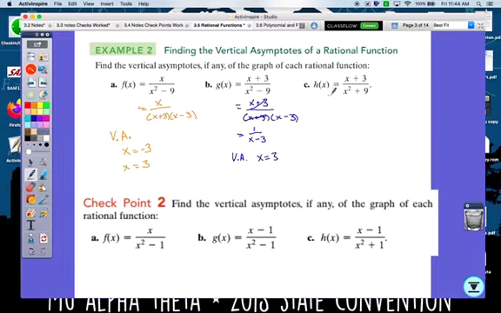All right, and then if you look at C, the top is good. The bottom won't factor. So if you set the bottom equal to 0, x squared plus 9 equals 0. You have that same problem we had in example 1. If you subtract the 9 over, you get a negative 9. And then when you take the square root, it's imaginary numbers. So on this one, there's going to be no vertical asymptotes.